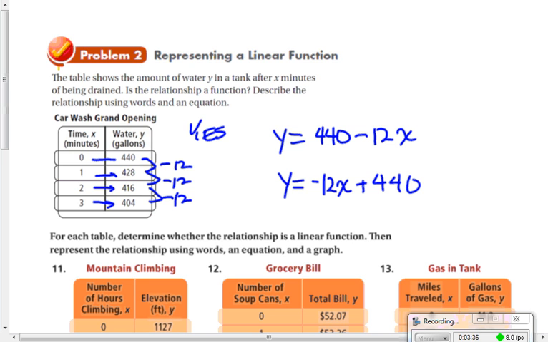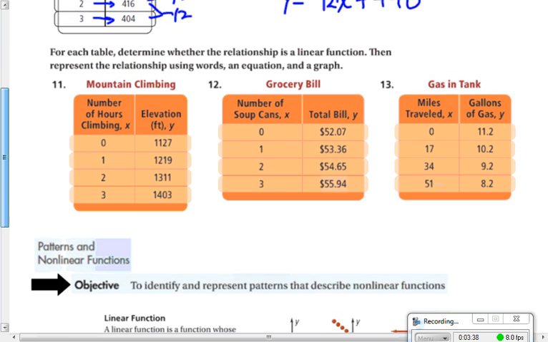All right, I'm going to let you try that here. Go ahead and see if you can figure out whether it's linear, and if it is linear, write an equation for that.